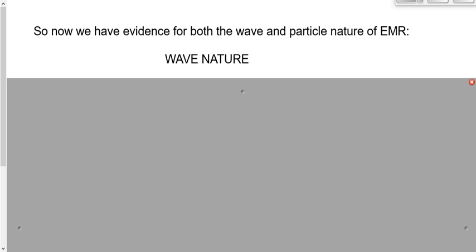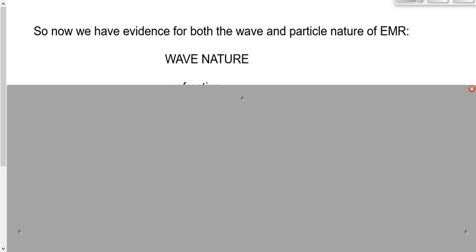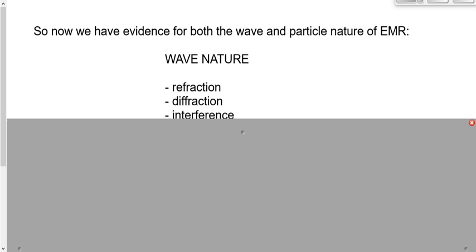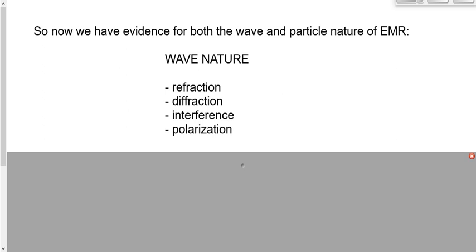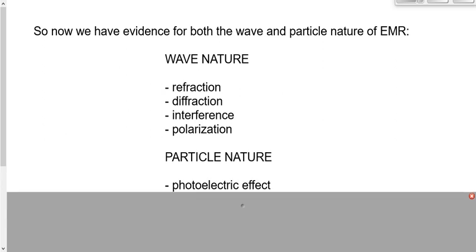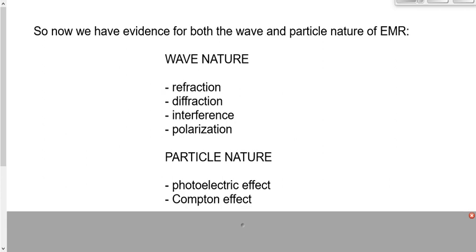Real quickly before we do those examples, we have four properties of waves that show the wave nature of EMR. What are they? Refraction, diffraction, interference, and polarization. Remember those? We now have two properties of particles that show the particle nature of EMR. They are the photoelectric effect, which showed that the observations demonstrated Einstein's photon theory must be correct. What do you think the second one is? The Compton effect.